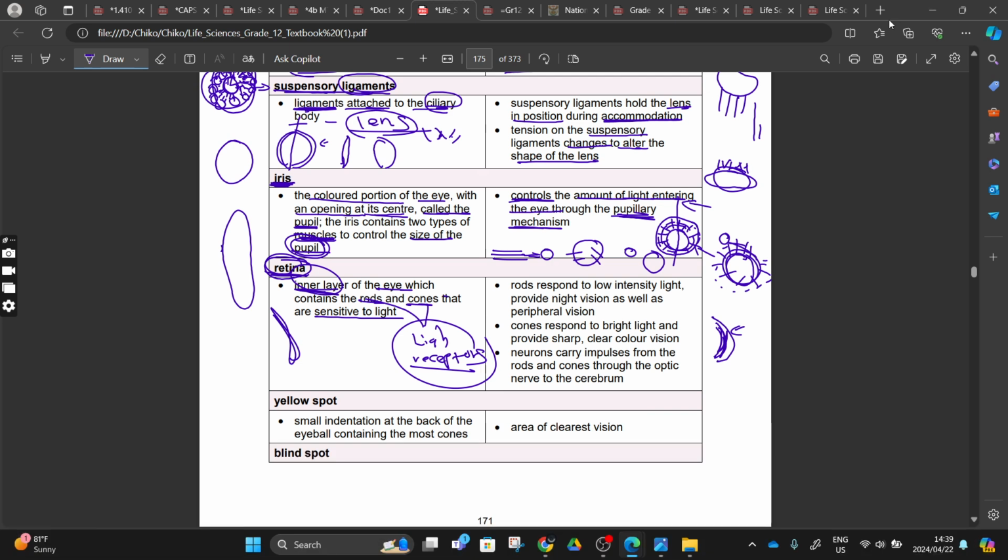But here they gave us the function of the cones and the function of the rods. The rods respond to low intensity light, when the light is dark, is dimmed, right? Providing night vision as well as peripheral vision. If this is your eye and you have your point of view here, the outer part is peripheral vision, the vision outside of your focus. This part is responded to by these rods, and they say that in this part you see black and white.